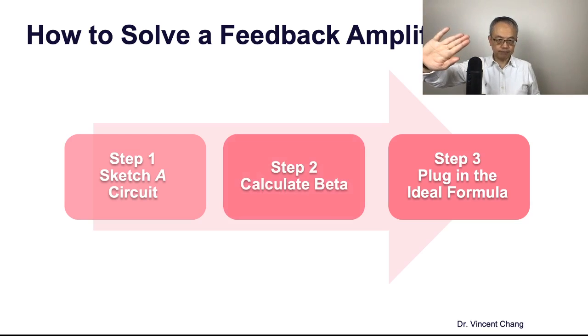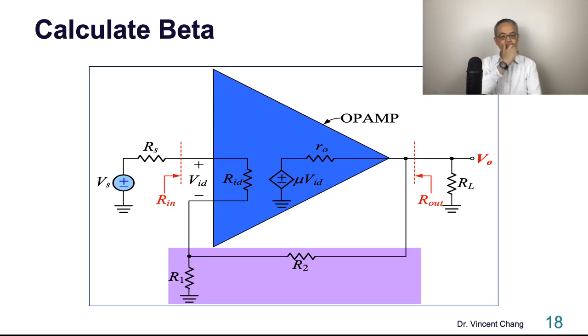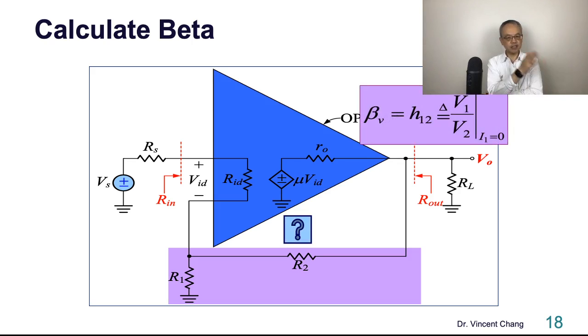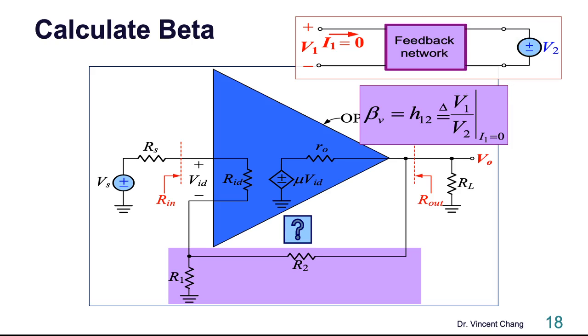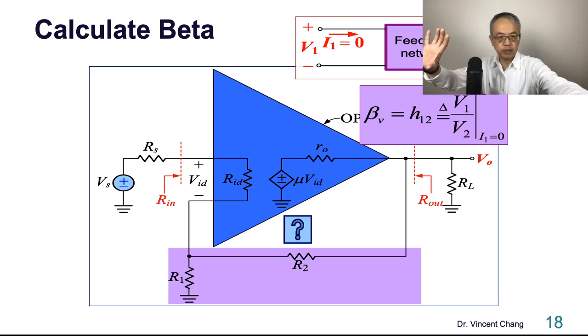Step number 2, calculate beta. So what is beta? Beta is defined by a parameter called H12. But the trick is you have to set I1 as 0. So when you set I1 to 0, V1 divided by V2, let me copy.